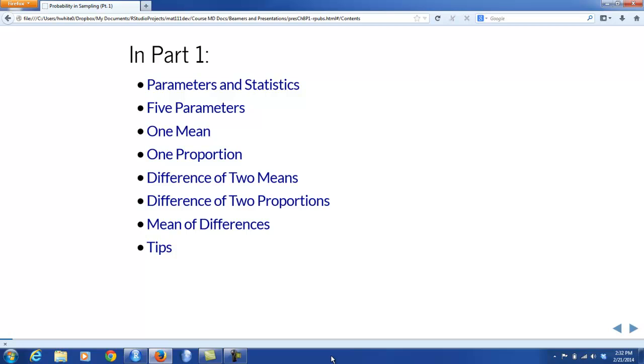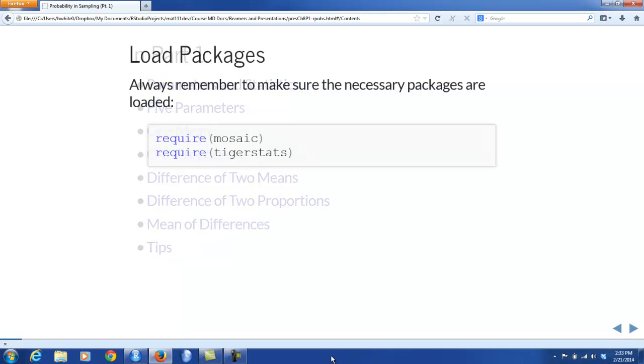In this part, we'll remind ourselves of the distinction between parameters and statistics. We'll learn about 5 very basic parameters that occur in elementary statistical analysis situations. They are the mean of a population, the proportion of a population, the difference of 2 means of 2 different populations, the difference of 2 proportions of 2 different populations, the mean of a set of paired differences for one population, and we'll also talk about some tips for distinguishing between these parameters and learning to identify them from some of the basic research questions.